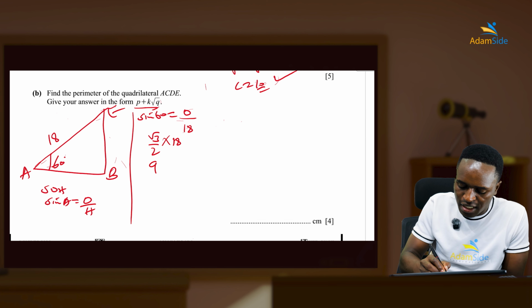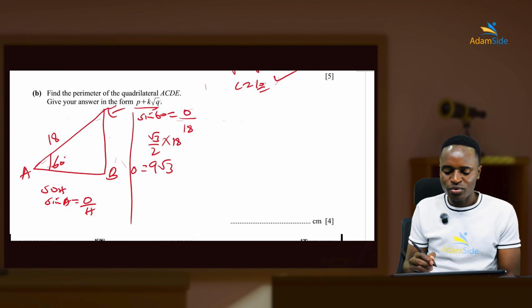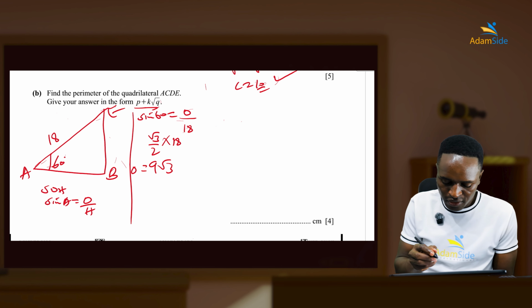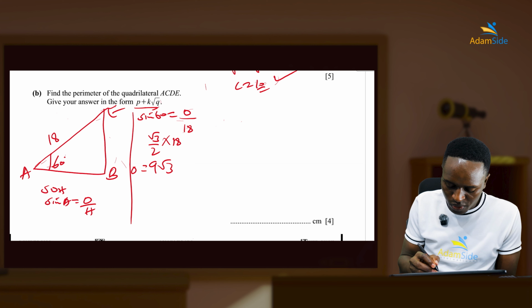If you do that, it is 9 root 3. So we have the whole side as 9 root 3. Okay, and then what we need to do now, after getting this, is add everything.